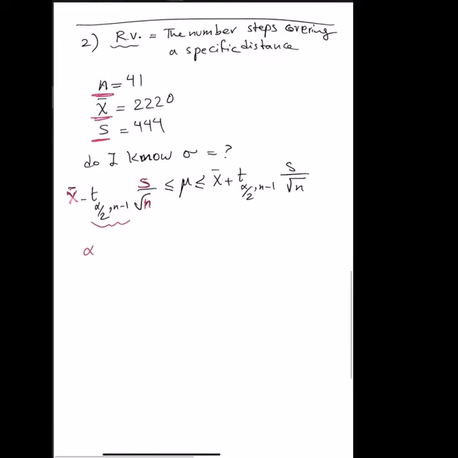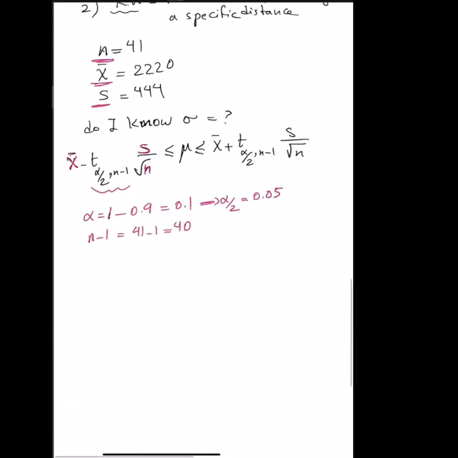Confidence level is 90%, so alpha is 1 minus 0.9, that's 0.1. So alpha over 2 is 0.05, and n minus 1 is 41 minus 1, which is 40. So I need to find t of alpha over 2 and n minus 1. I don't have the T table in my iPad. Please go to module 8 and open the T table. The T table is uploaded in the module 8 folder.